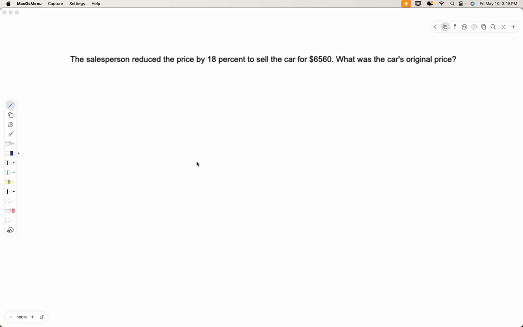Okay, the salesperson reduced the price by 18% to sell the car for $6,560. What was the car's original price? So there's a couple of different ways that you could solve this problem. You could use a proportion statement, which would be reasonable. You could also set it up as P times A equals B. But we don't have P. So we do. We have the percent. So we could say P times A equals B.